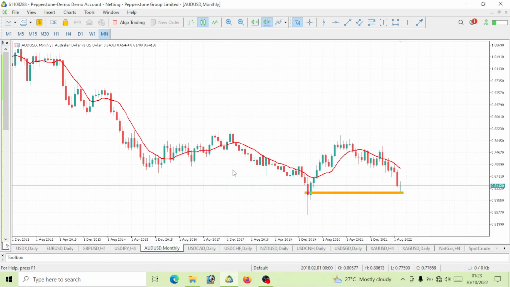So guys, welcome back. Let's take a look at our AUD USD, that is our Australian dollar to our USD.